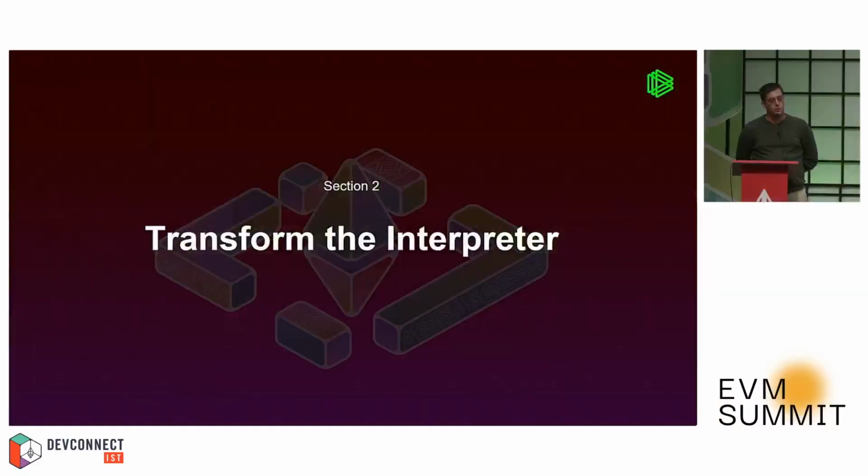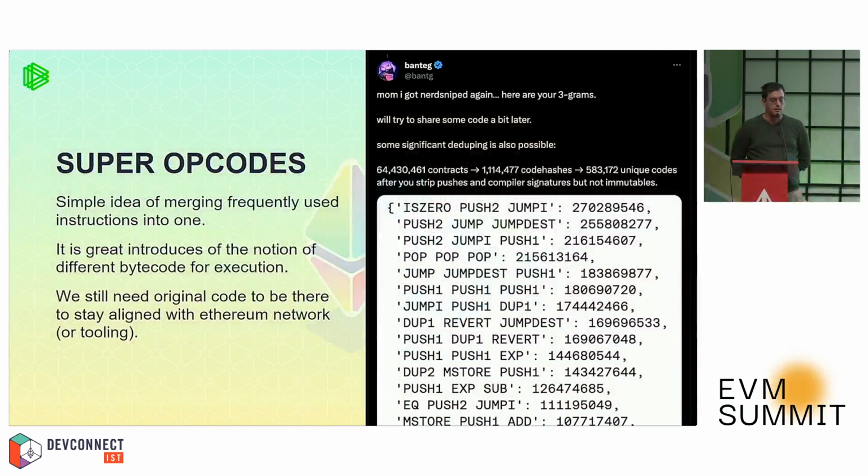So the next step for the interpreter is that it is what it is, so we can transform the interpreter. What exactly is that? Now it gets interesting. Super opcodes are a good introduction to that. There are a few pairs and triplets of opcodes that are very frequently used. The simple idea is, hey, let's make one instruction, one opcode, that encompasses that.